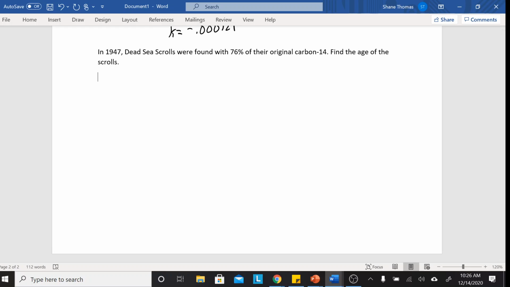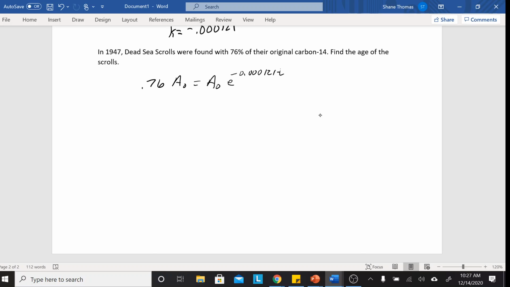All right, so now that we have our model, and we know that there's 76% of the item remaining, we'll change our percentage into a decimal. So it would be 0.76, and that would be 76% of our original value. The original value is our a sub 0, and that's equal to the original value times e to the negative 0.000121t. That was just my model from above. All I did was make this 76% of the original, whatever that amount was.